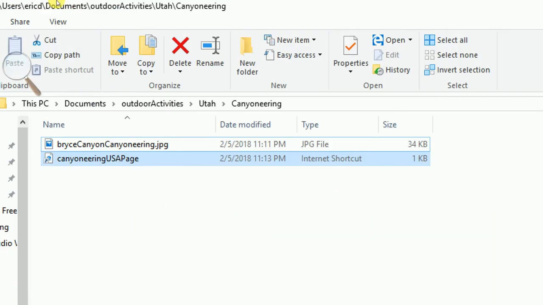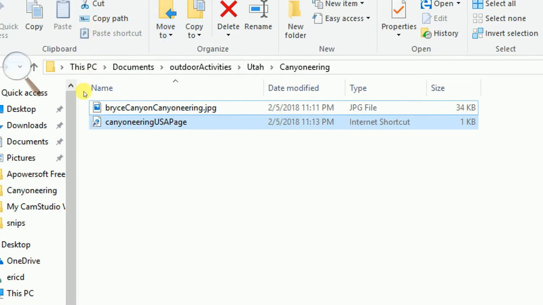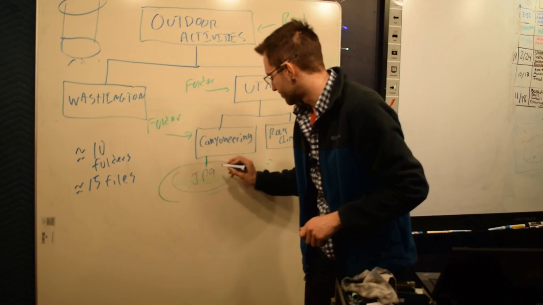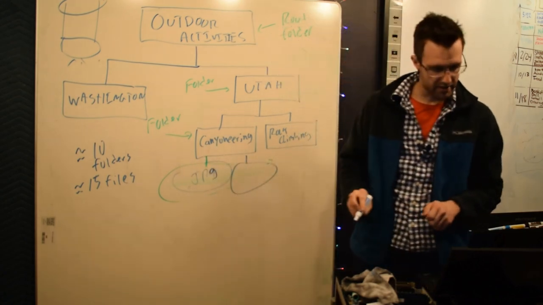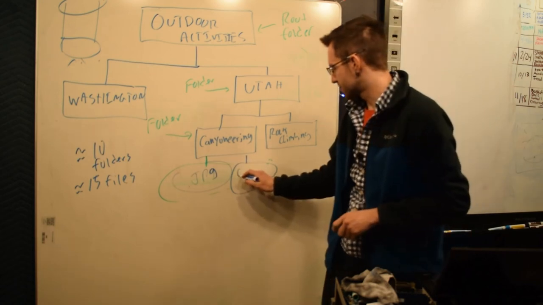So now what we've found, if we come back to our file explorer, is look, we now have two files down here. Not only do I have Bryce Canyon canyoneering.jpg, but I also have a link, so Canyoneering USA. My handwriting is glorious, isn't it?